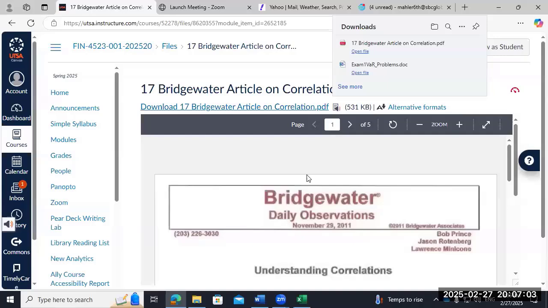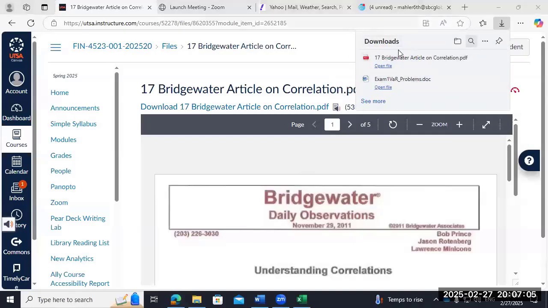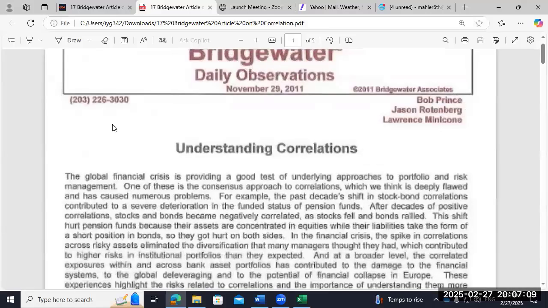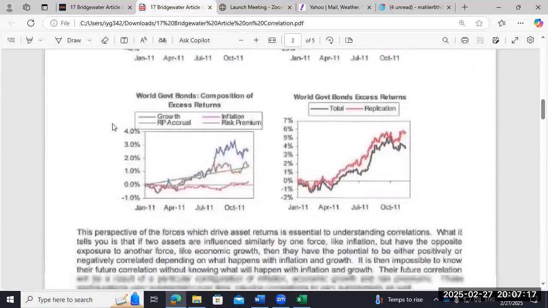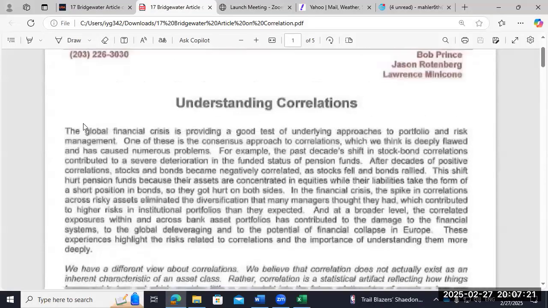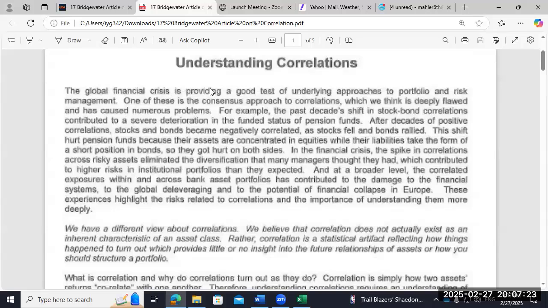Once I kick out the idea of correlation existing, I'm not going to leave you high and dry, because I'm going to show you two alternatives to correlation. So if you look at what they're saying here, this opening: the global financial crisis providing a good test case for portfolio and risk management. One of these is the consensus approach to correlations, which we think is deeply flawed.